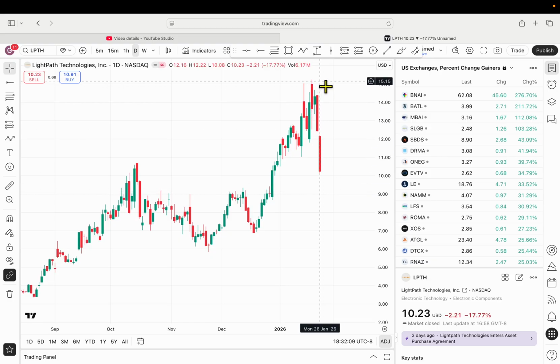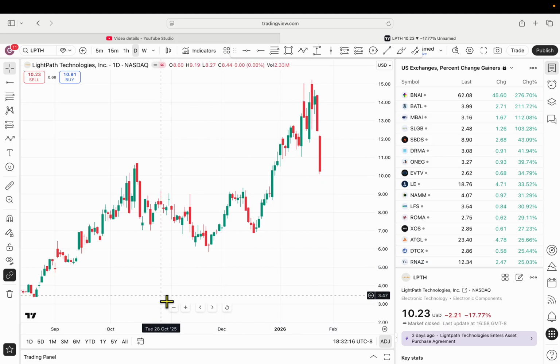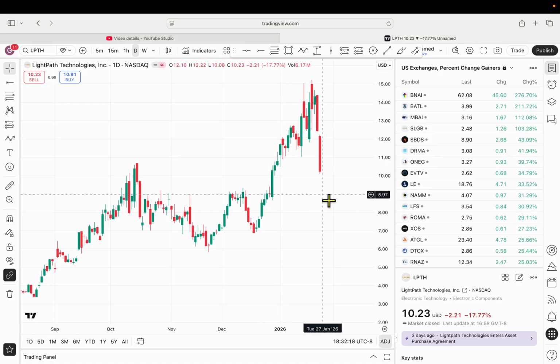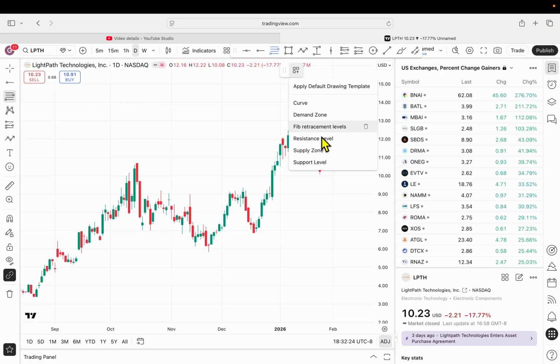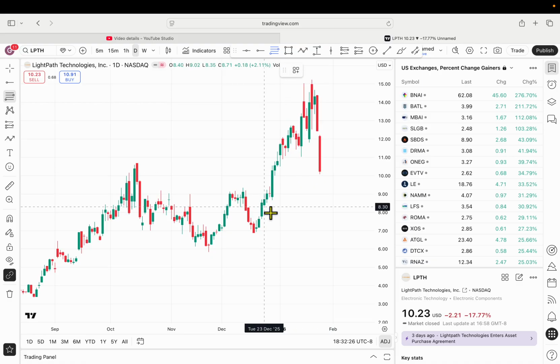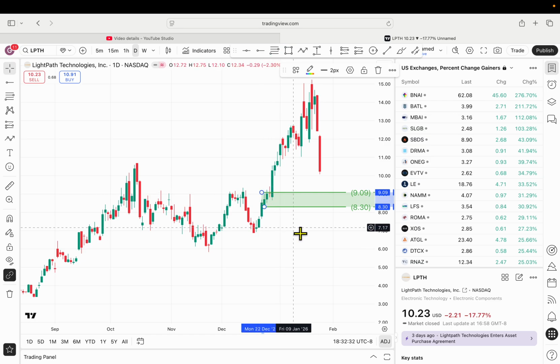I'm not going to spend a whole lot of time on the trend because even though we've had two pretty strong, powerful sell-off days here, we're still in an uptrend. We've got higher highs and we've got higher lows. So what I'm going to do next is look for support levels, okay? So I'm going to draw my first support level right here in the 907 to 830 price range, okay?